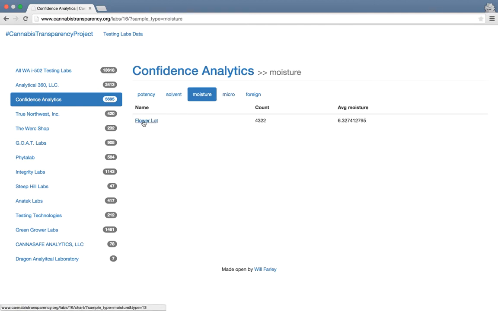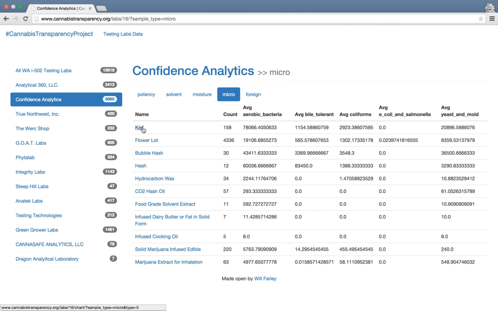So hydrocarbon flower lot is the name of the product type. These graphs look a little different than the potency ones. Potencies have a little more work done on them as of now. So micro, these are the amount of samples that were tested and the averages. We only have the averages for the other values. Potencies have a little more.